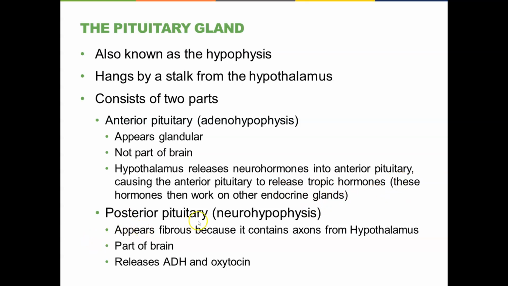The posterior pituitary is actually an extension of the brain, an extension of the hypothalamus, and it's the source of antidiuretic hormone and oxytocin. Both of those are produced in the hypothalamus, collected in the posterior pituitary, and released by it into blood.